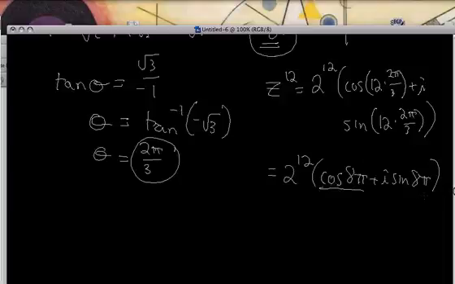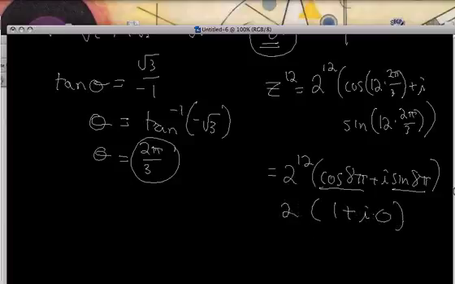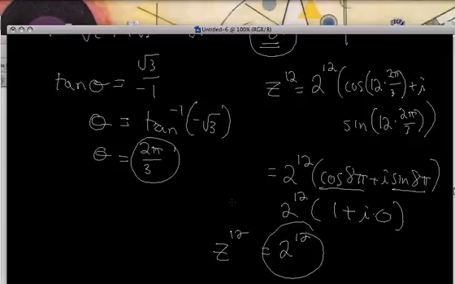Since they originally gave it to us in standard form, the z, maybe we want to write it in standard form. An angle of 8 pi is essentially an angle of 2 pi, or an angle of 0. So cosine of that would be 1, and sine of that 0. So the number we're looking at is just 2 to the 12th. That is what z to the 12th power is.